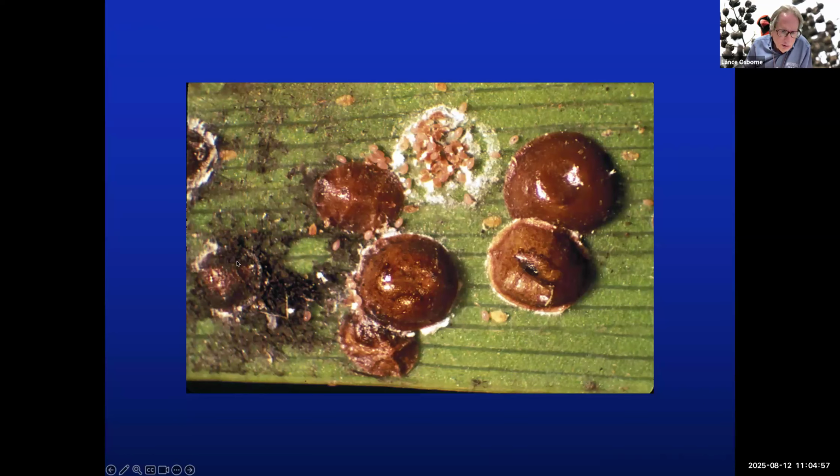Around these soft scales, you can see there's sooty mold. You can see the outline of where the female was. These are basically the remnants, I think, of eggs that have hatched. Here's some eggs here and crawlers.